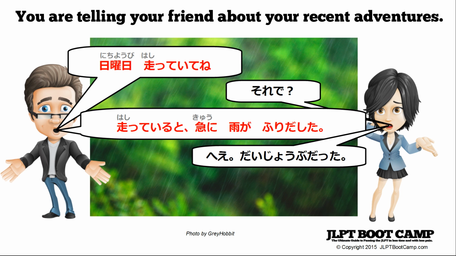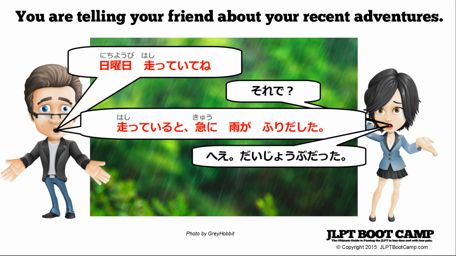The present progressive, to is when. So, kyu ni is suddenly, the rain started to fall. And so I was running, and all of a sudden the rain started to fall. Furidashita, which is furu is falling, and dashita is to start suddenly.